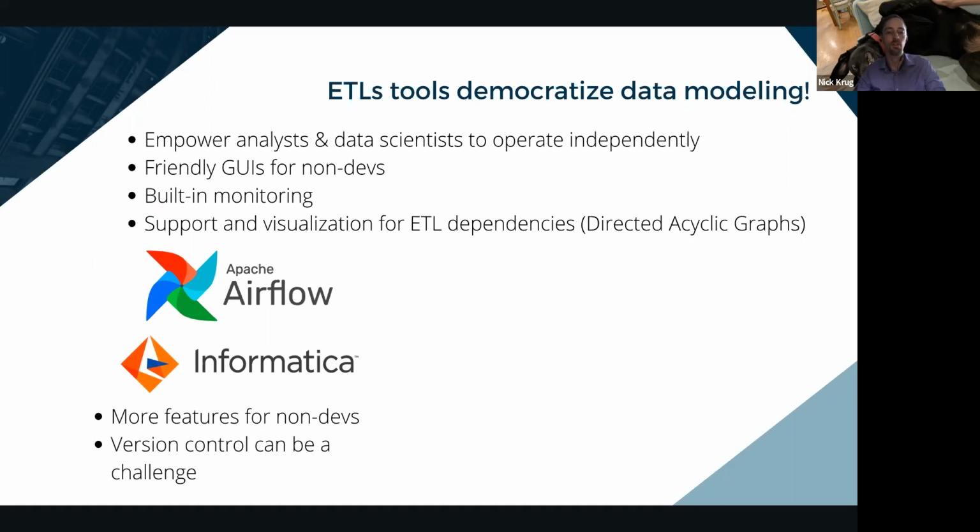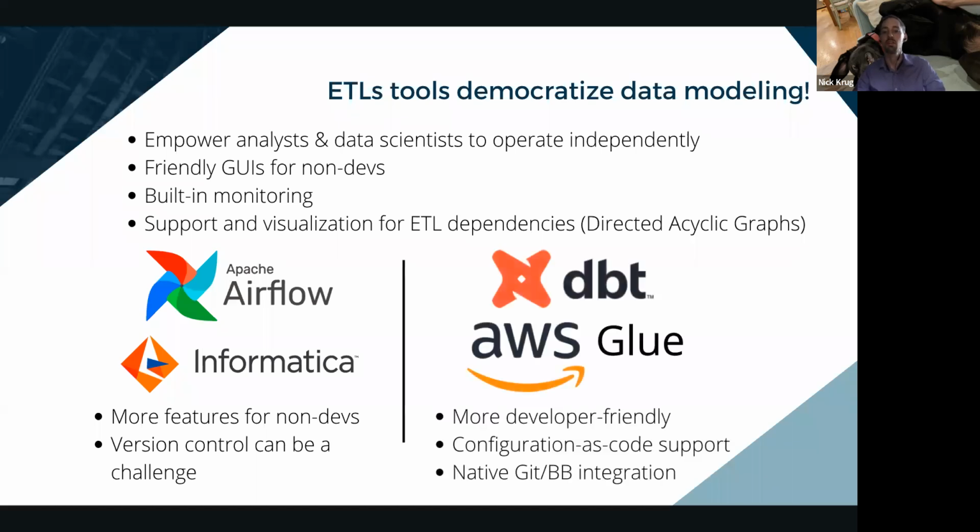There's Apache Airflow and Informatica, which are very friendly for non-devs, although version control can be a challenge. And then on the more technically advanced side of the house, you have dbt, which is not super user-friendly for non-devs, and AWS Glue. And both of these support configuration as code with native Bitbucket and Git integrations.